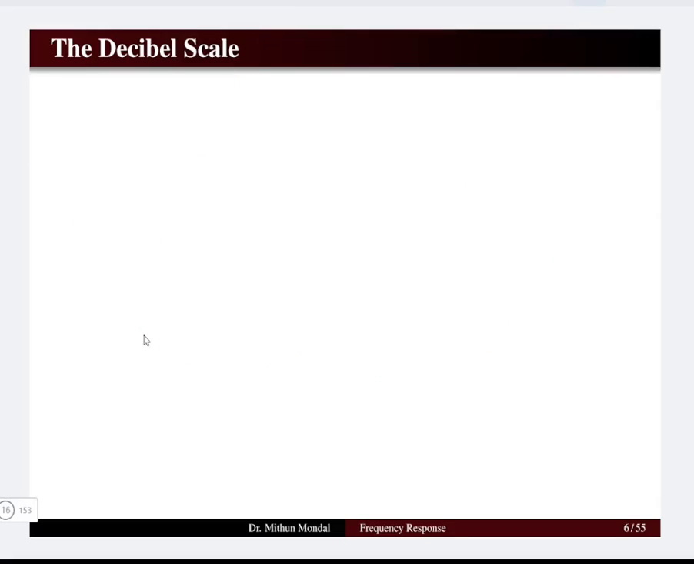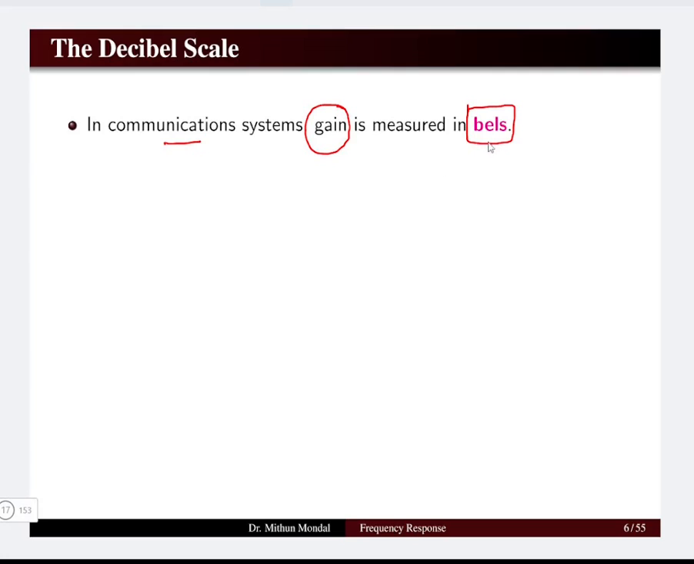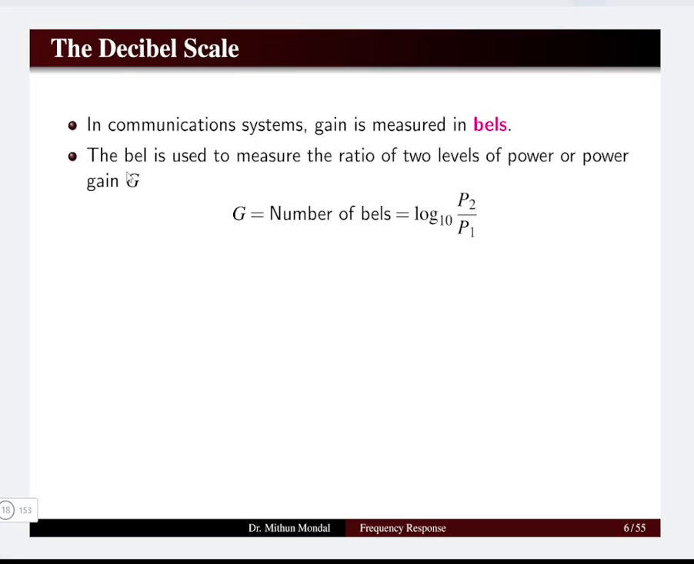For understanding the basics of the Bode plot, we are going to take some introductory concepts. First topic is what is the decibel scale. Generally, we see that in communication systems, the gain of any system is measured in terms of bel. This is named after the scientist Alexander Graham Bell. The bel is defined as the ratio of two levels of power, or power gain, and the number of bels is given by G, which is the logarithmic ratio of P2 by P1, where P2 and P1 are the two different power levels.